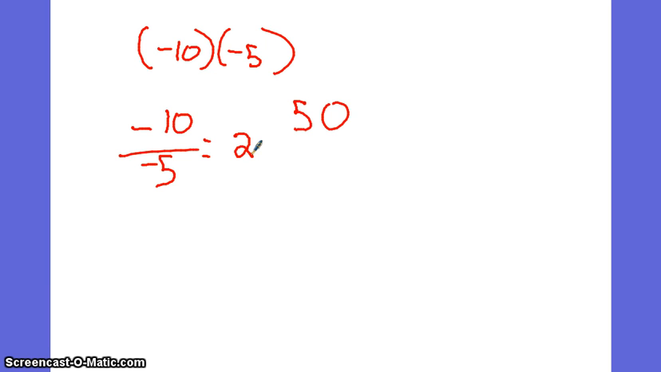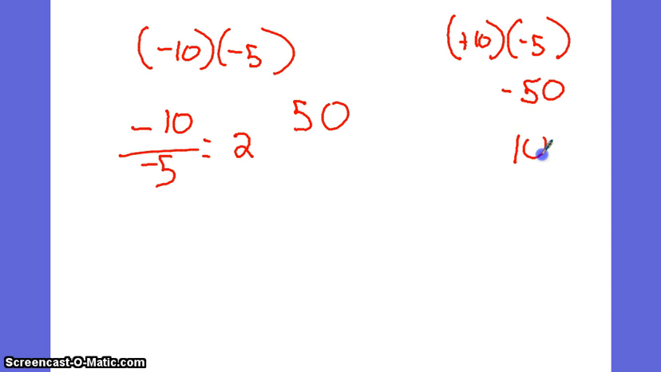Now if you multiply positive 10 and -5, that's still going to be 50, but it's -50 because I have different signs. 10 divided by -5, the answer is, again, 2, but it's -2 because I have different signs. So keep that in mind as you're doing these problems.